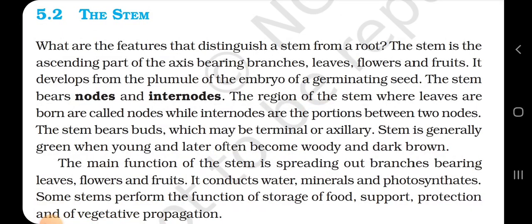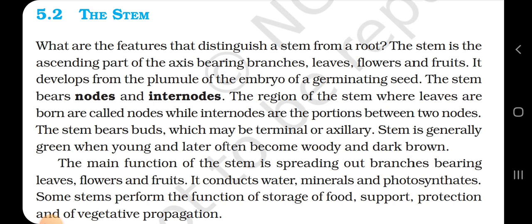5.2 The stem. What are the features that distinguish a stem from a root? The stem is an ascending part of the axis bearing branches, leaves, flowers and fruits. It develops from the plumule of the embryo of the germinating seed. The stem bears nodes and internodes. The region of the stem where leaves are borne are called the nodes, while the internodes are the portions between two nodes. The stem bears buds which may be terminal or axillary.